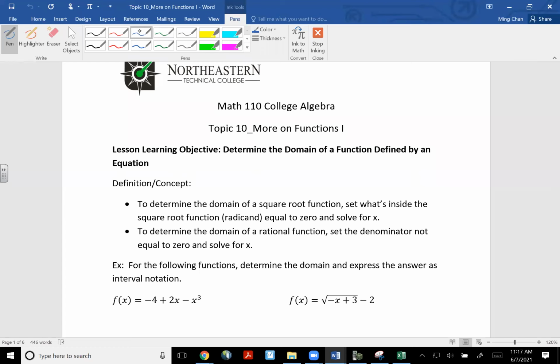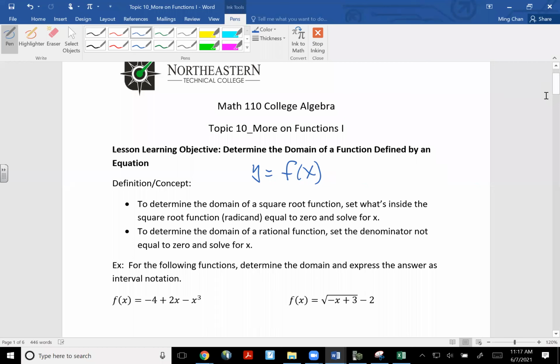So remember, y is a function of x. This is very important. Instead of saying y equals, the y equals is going to turn into f of x. They are the same thing. To determine the domain of a square root function, to find out what the domain is without graphing, because graphing still may not be able to tell you about the domain, you set what's inside the square root, what we call the radicand, equal to 0 and solve for x.